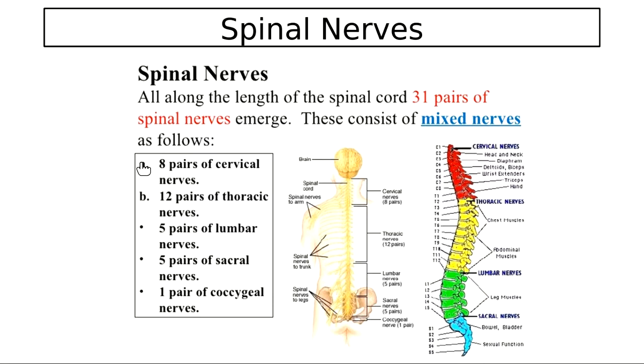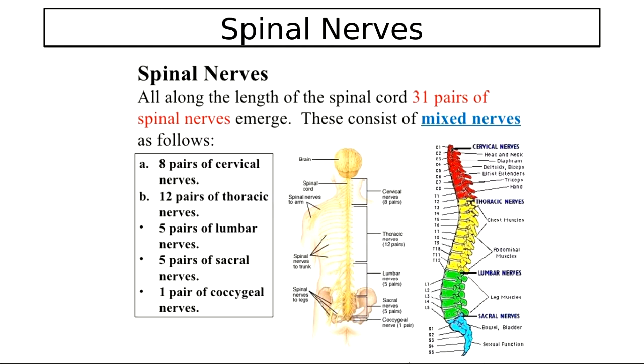Now I put it up over here in a little box, and you can fill in your blanks there. There are 8 pairs of cervical nerves. So 8 cervical, 12 thoracic, 5 lumbar, 5 sacral, and 1 coccygeal. Okay, 1 coccygeal, and there it is right there. So you have 8 cervical, 12 thoracic, 5 lumbar, 5 sacral, and 1 coccygeal. So those are going to be your nerves that come out and service your body.